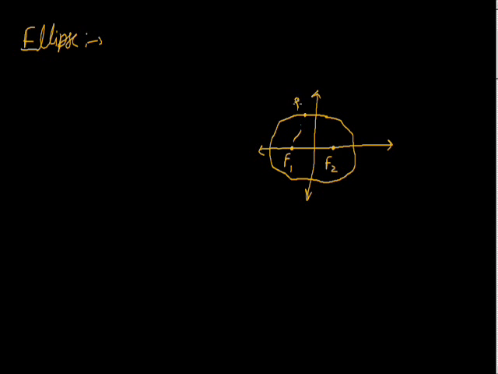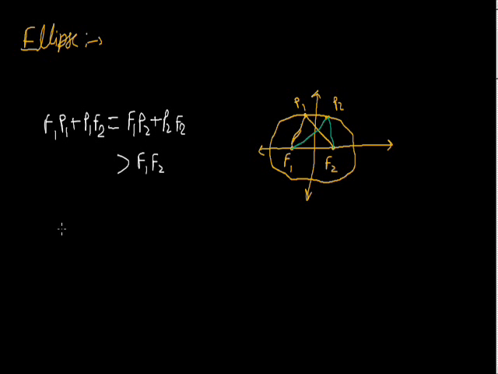Suppose we are taking a point P1 and point P2. Now if we join point P1 with F1 and we join point P1 with F2, similarly if we join F1 with P2 and F2 with P2, then here we can say that F1P1 plus P1F2, which is exactly equal to F1P2 plus P2F2, or we can say it is greater than F1F2. Here two fixed points are foci of ellipse. We can say F1 and F2 are foci of ellipse.